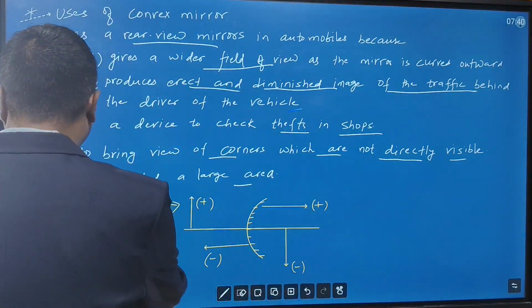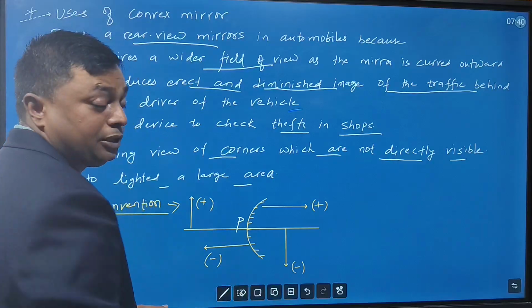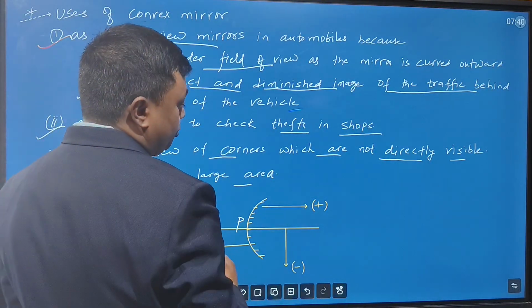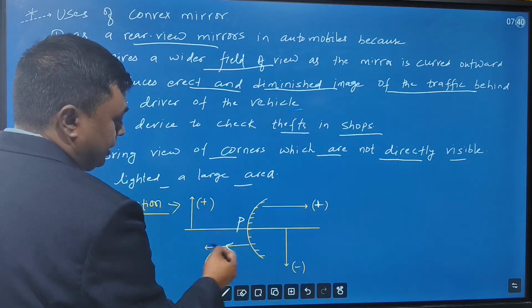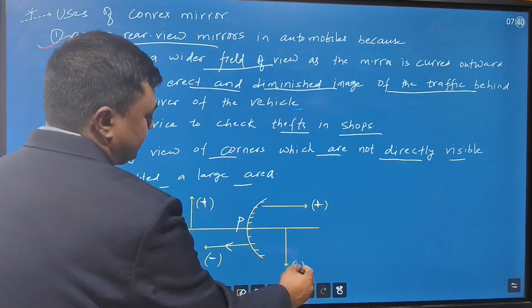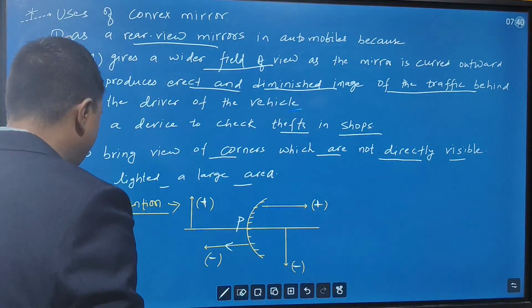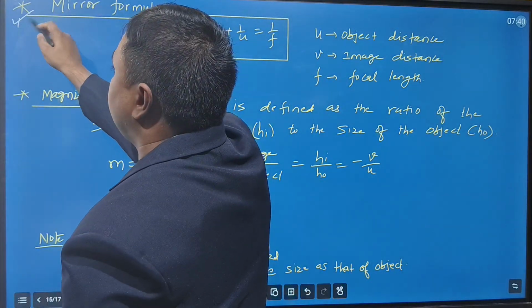Here we talk about the sign convention in case of convex mirror. So this is the convex mirror. All the distances are measured from the pole. Distance to the right of the pole, in the direction of incident light, is taken as positive. Opposite to the direction of incident light is taken as negative. Upward height is taken as positive and downward height is taken as negative.